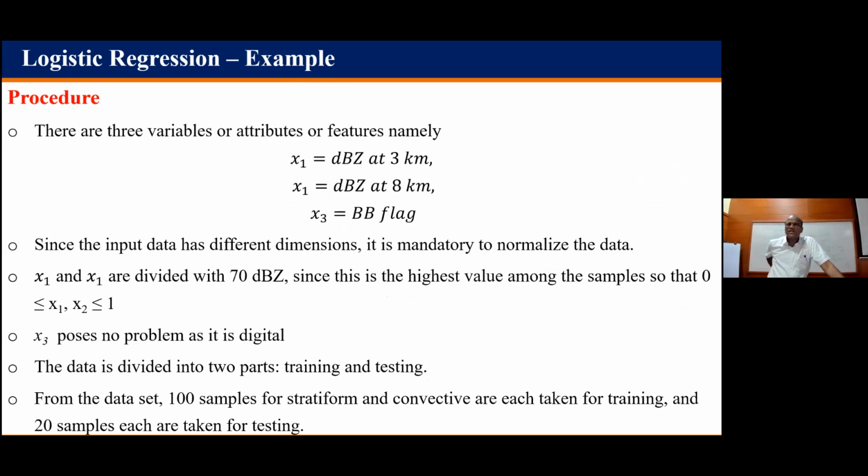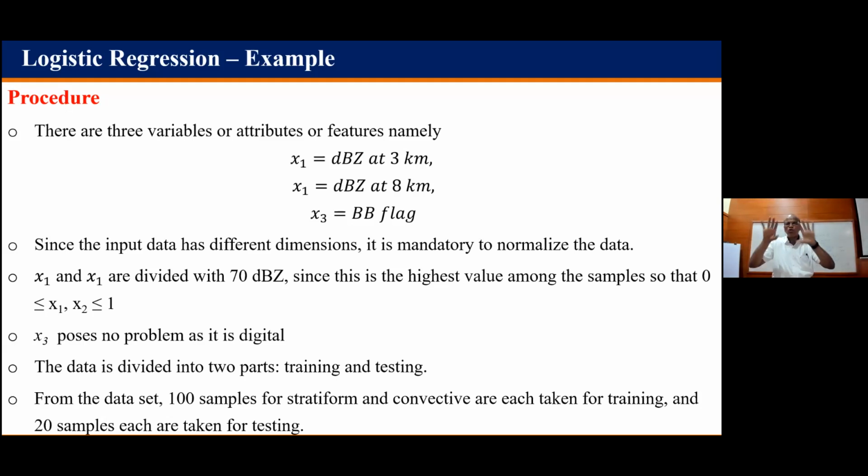Since the input data has different dimensions, it is mandatory to normalize. Let's say the highest reflectivity observed was 70. So I divide all the reflectivities by 70 so that I get a value between 0 and 1. x3 poses no problem because it is digital. If the bright band exists, x3 is 1. If the bright band does not exist, it is 0.